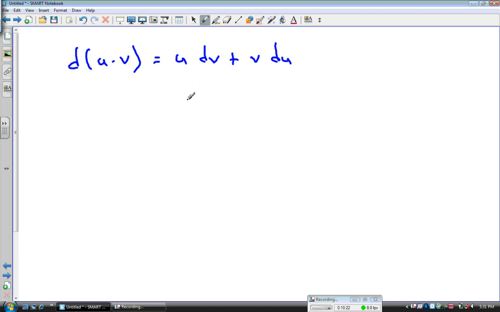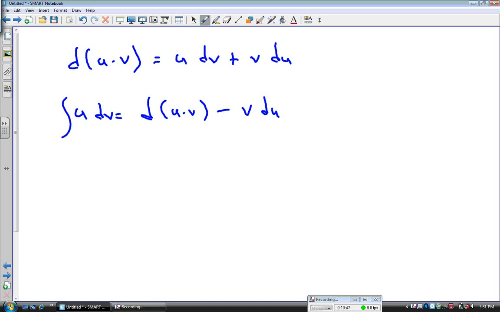What if I integrate, wait, hang on, I'm not ready for that yet. What if I want to get this term alone? I would subtract this, right? So let me write that. U dv is the derivative of u times v, whoops, u times v, minus this thing, minus v du.